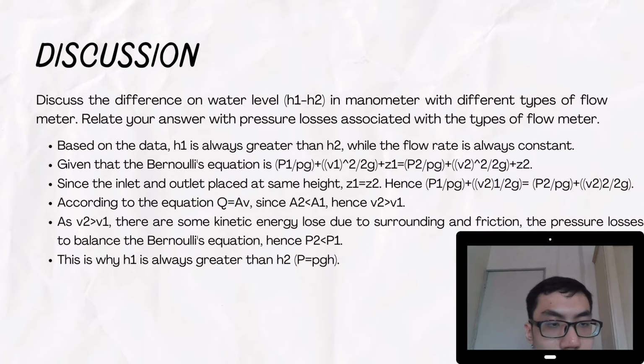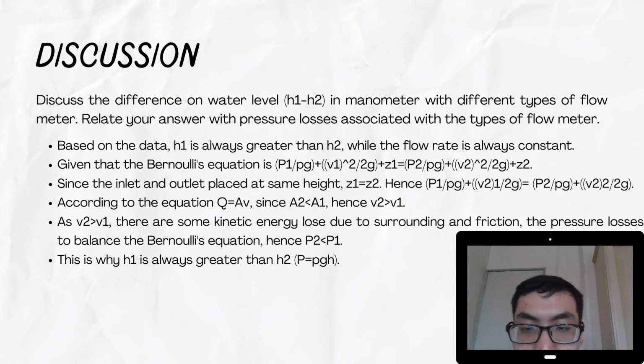Next, we are going to discuss the difference of water level in the manometer with different types of flow meter. Based on our data, H1 is always greater than H2. Meanwhile, our flow rate is our concern, so we are going to use the Bernoulli equation to discuss this topic. Since the inlet and outlet are placed at the same height, our Z1 is equal to Z2, so we are going to remove both Z in our equation. According to the equation, flow rate is equal to area times velocity.